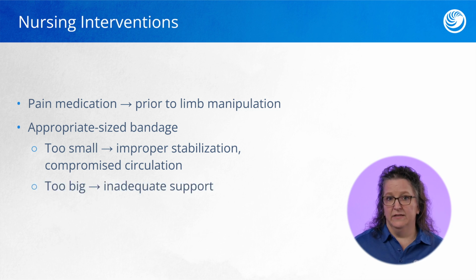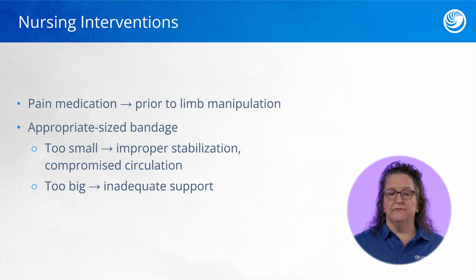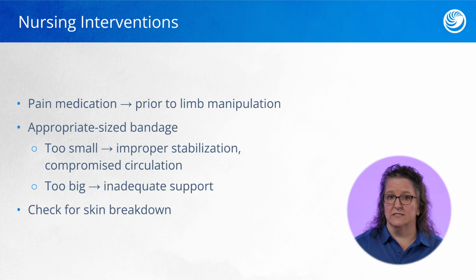Too big of a bandage may also provide inadequate support for the client, and it might affect circulation. If we're wrapping that affected area to help promote venous return, if it's too big, well, then it's not doing what we want it to do. We always want to check for skin breakdown. We want to look and make sure there's no areas of irritation or redness. We also want to check those bony prominences to make sure those are guarded too.